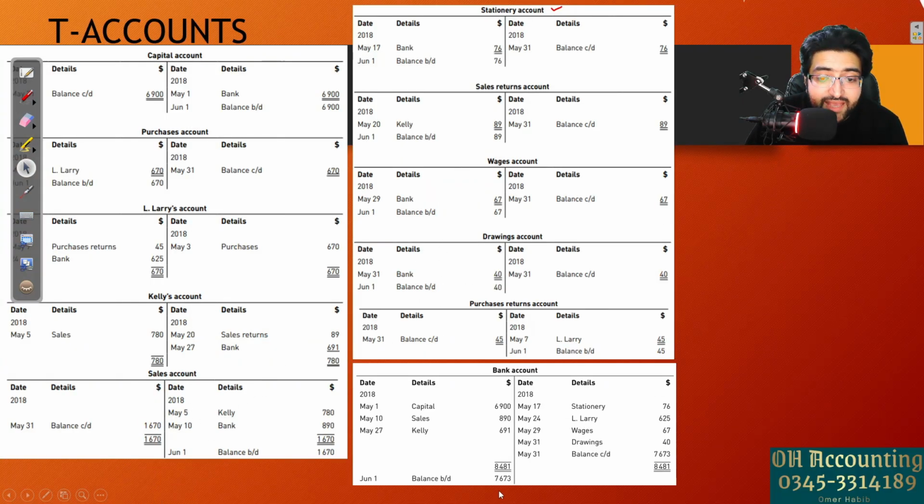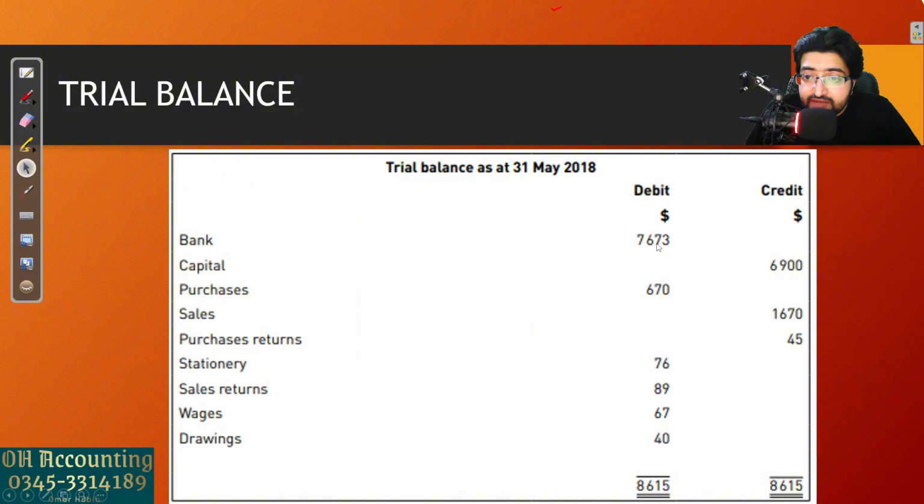For example, the bank's balance is 7673, but when I use my calculator to total this, by mistake I got 7670. In that case, I would have recorded 7670 here, which would have reduced this side balance to 8612. And then these two sides are not balancing. So unless you make a mistake, the trial balance should balance.